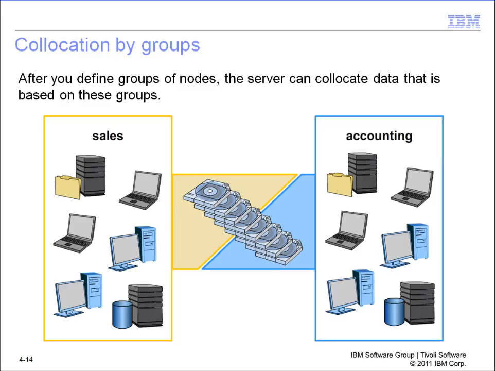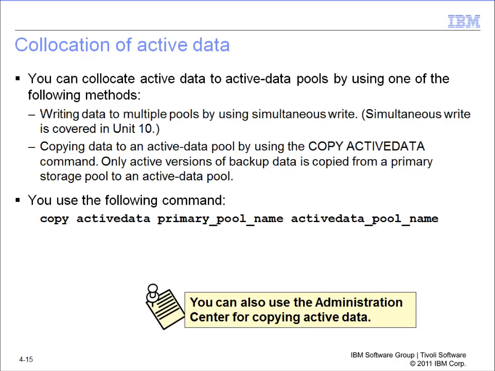So in this case, we have a group called Sales, and to it we've added these 6 nodes. We have another co-location group called Accounting, and we've added these 6 nodes. You can use co-location with active data pools. This is handy because you can use the simultaneous write function, which we're going to cover later in the course, to write to multiple storage pools at the same time. So when you're copying data, you can copy to an active data pool as well as a copy pool that has active and inactive.